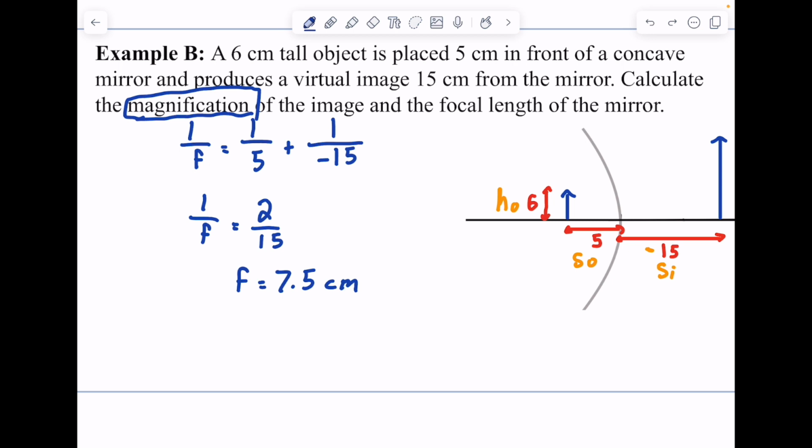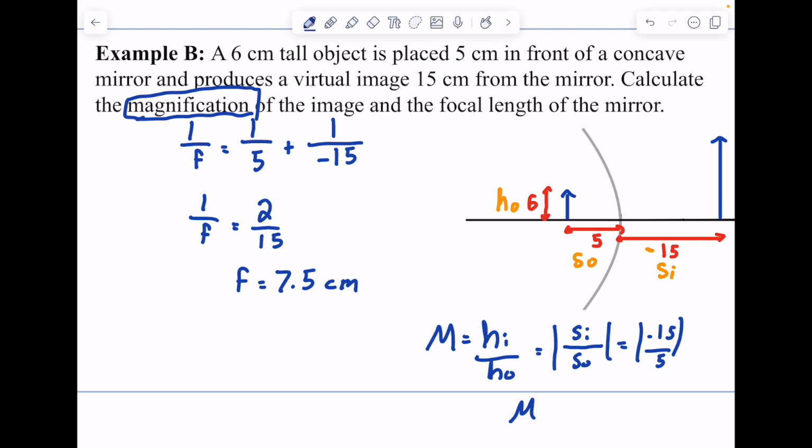This question also asks for magnification, which is defined as the image height over the object height. Now, while I could solve for the image height here, I'm not going to, because I'm going to use the fact that the magnification is also equal to the ratio of the distances. So in this case, it's absolute value of negative 15 over 5. And here I get a magnification of 3.